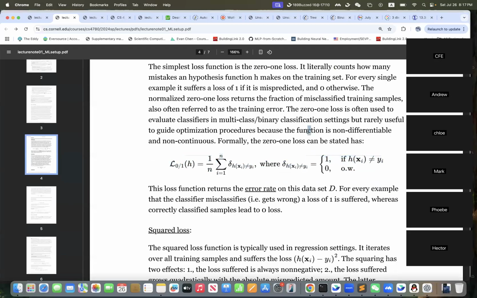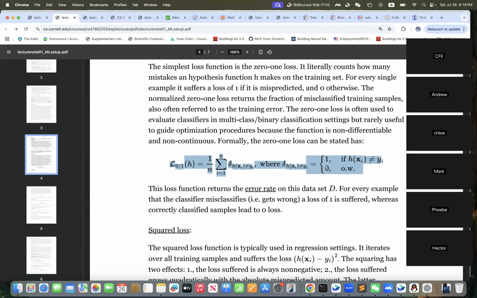A function like this, of course, is not differentiable. I don't know how many of you know the word differentiable. So, Mark, can you explain? Do you know the word differentiable and why this loss function is not differentiable? I mean, I know how to differentiate stuff, but I don't really understand what it means.